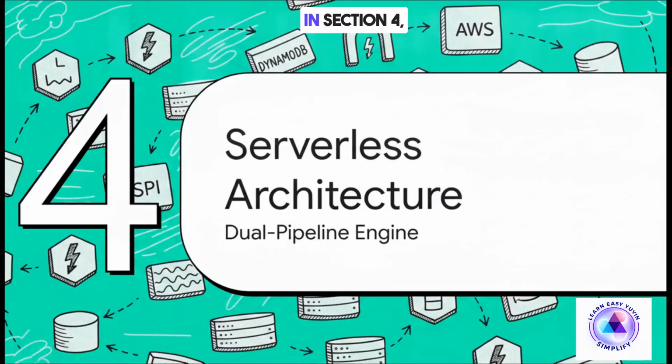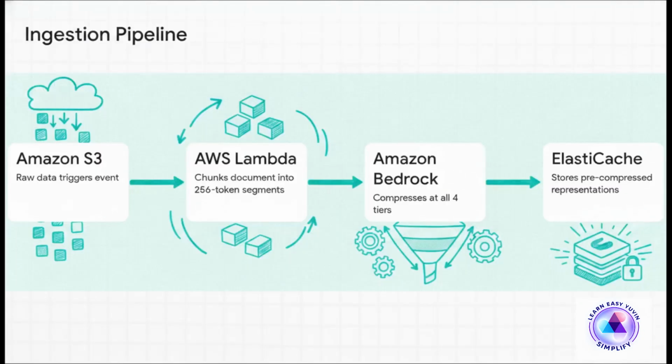Let's look under the hood in Section 4, the AWS serverless architecture and its dual pipeline engine. Okay, first up is the asynchronous ingestion pipeline. When raw data lands in Amazon S3, boom, it triggers an event. An AWS Lambda function immediately jumps in and chunks that document into 256 token segments. It uses a 50-token overlap too, ensuring absolutely zero information is lost at the boundaries.